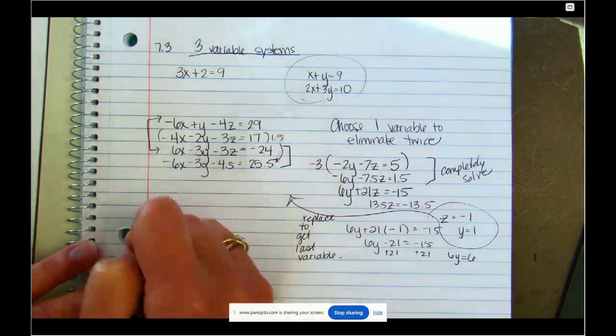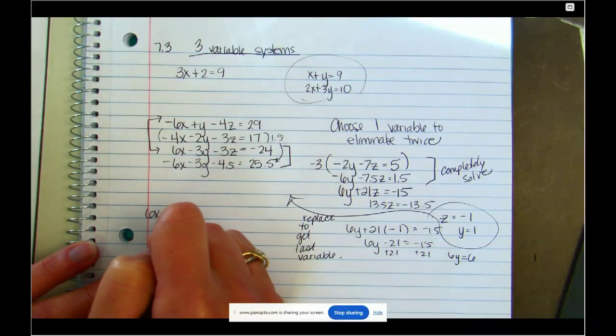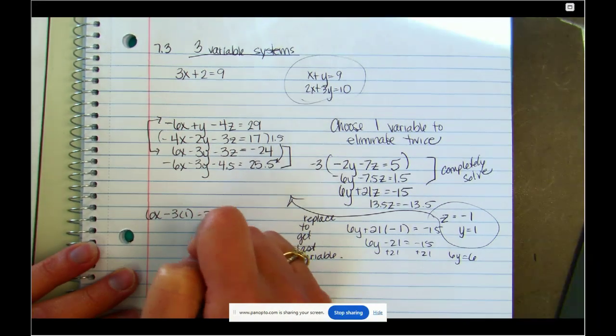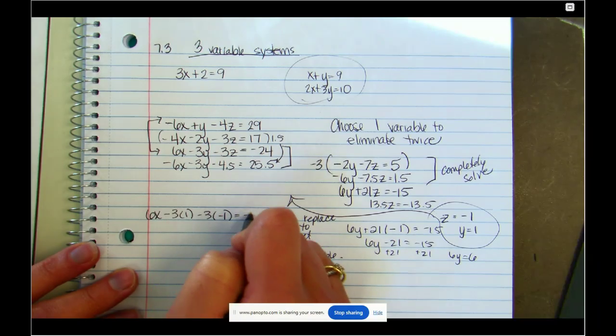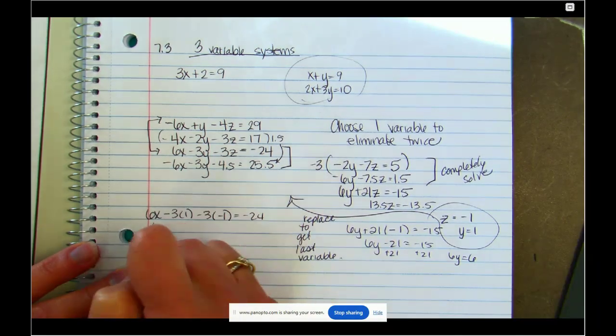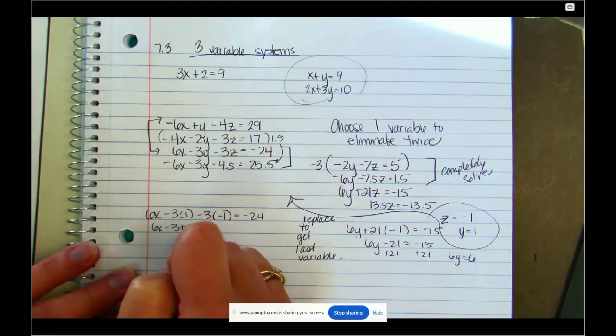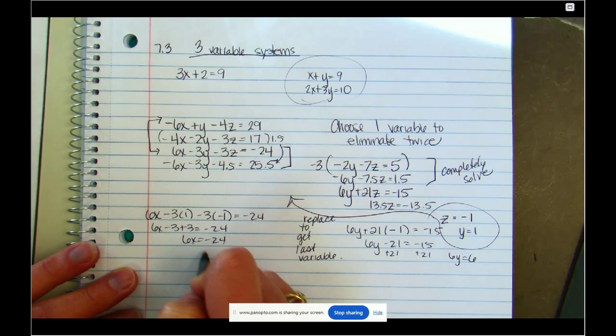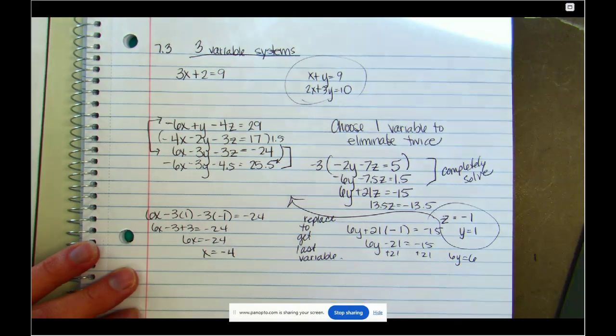I'm going to put mine in the bottom. Minus 3y minus 3z equals negative 24. So I got negative 4 for my x.